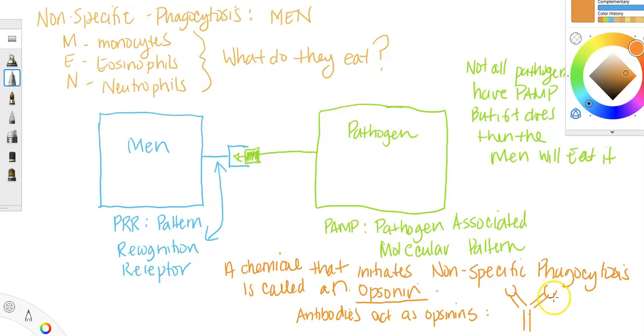One thing about antibodies: they don't actually kill pathogens. They initiate other ways for the body to kill pathogens, and this is one of those ways that it can do that. Okay, so that is non-specific phagocytosis. So now we want to talk about natural killer cells.